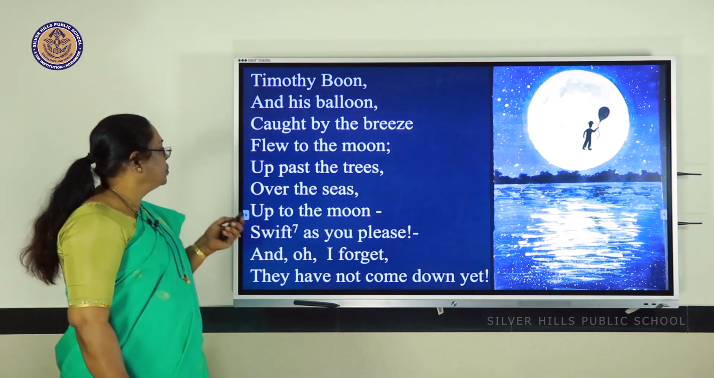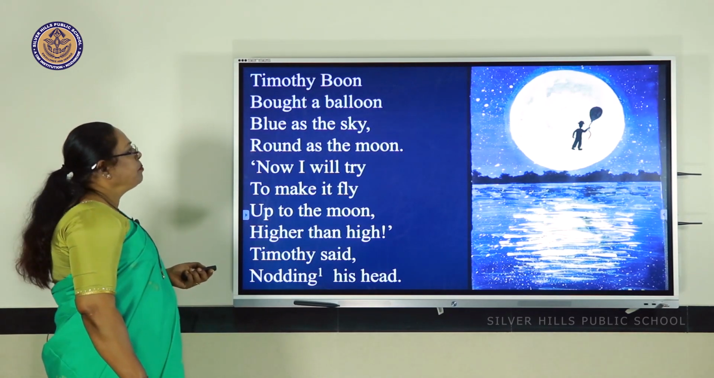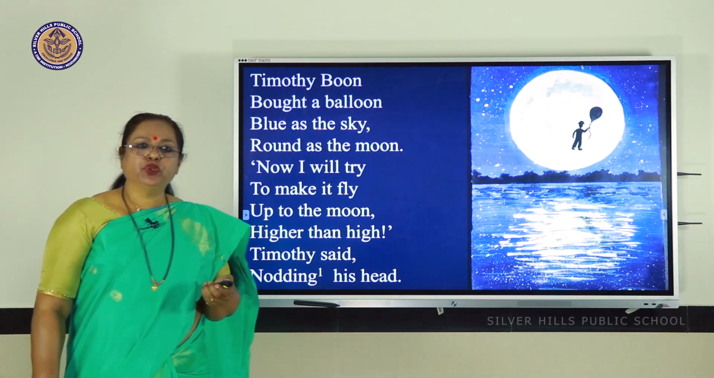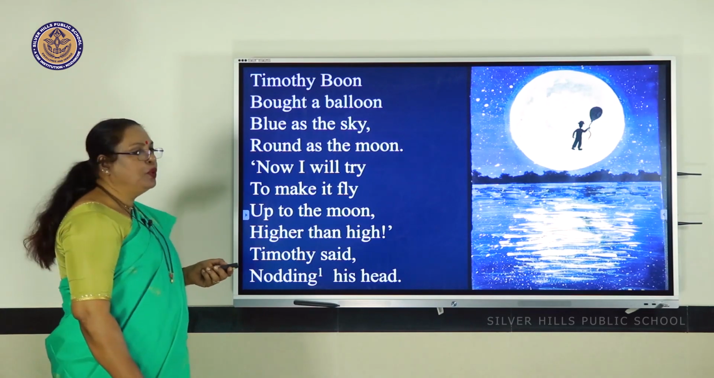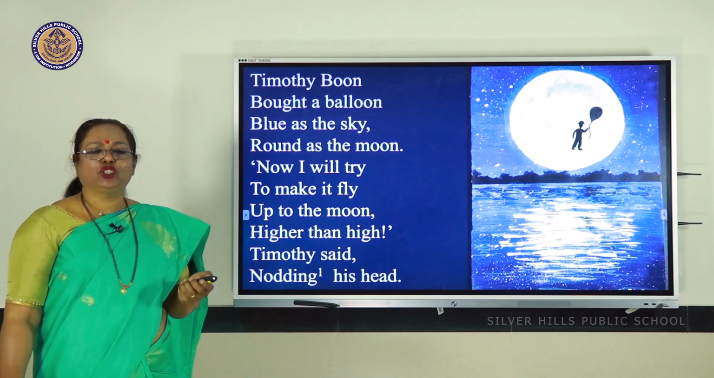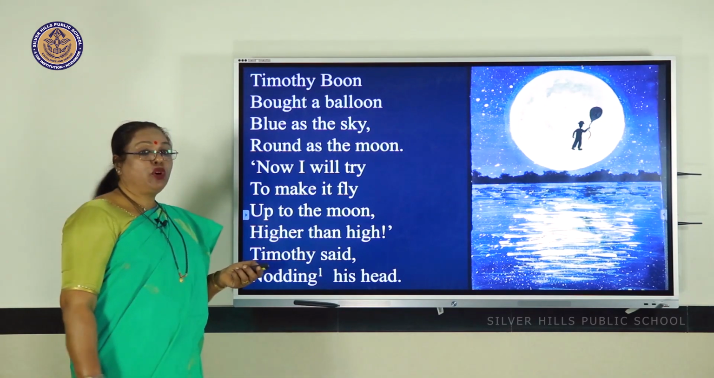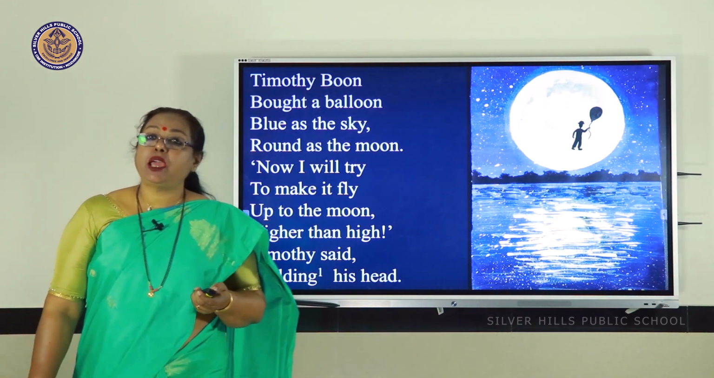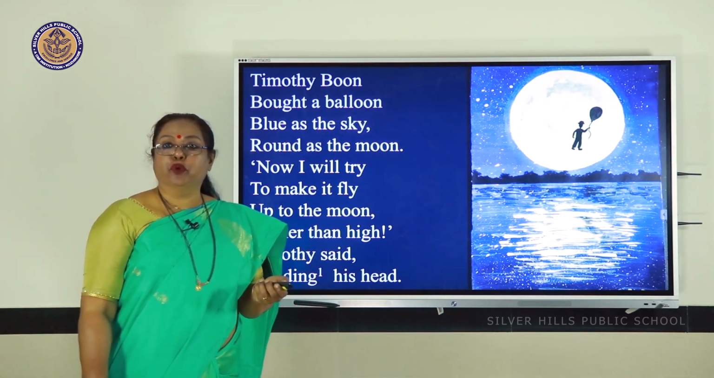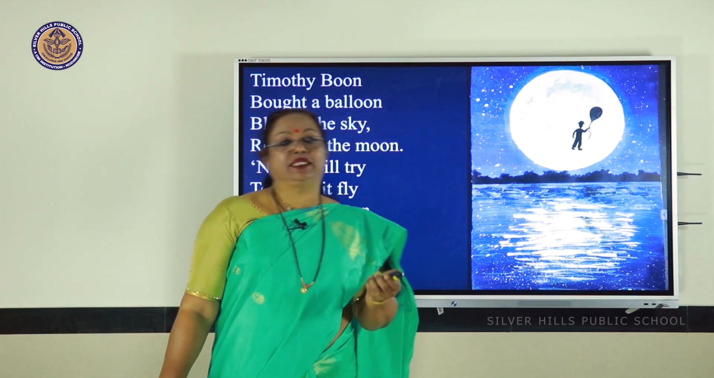Now I will explain to you the first stanza. Now all look here, the first stanza. Timothy Boon bought a balloon. Timothy is a boy, and what did he do? He bought a balloon which is blue in color, blue as the sky. You know, on a bright day, the sky looks blue. So the balloon color was blue. And what was the shape of the balloon? The shape of the balloon was round as the moon. And that was the shape of the moon. So the color of the balloon was blue as the sky and round as the moon.